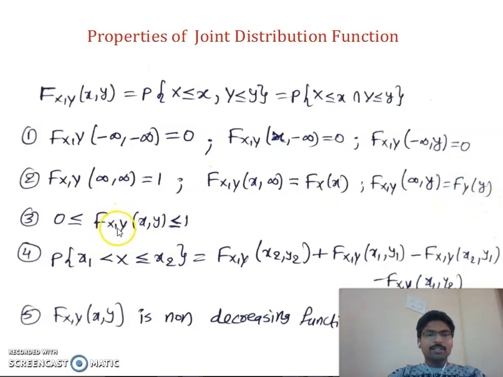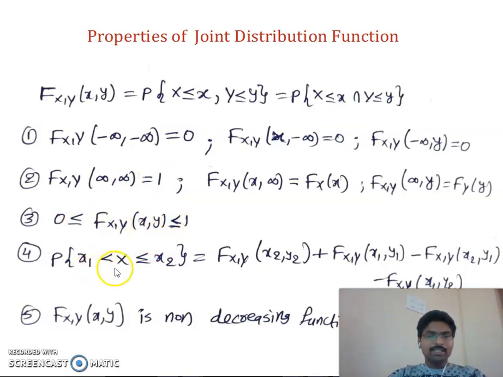Similarly, here F_{X,Y}(x,y) is nothing but a probability. Here the maximum value is 1 and the minimum value is 0. Why? Because observe that for (-∞,-∞) the value is 0, and for (∞,∞) the value is 1. So the maximum value is 1 and the minimum value is 0. The function always lies between 0 and 1.